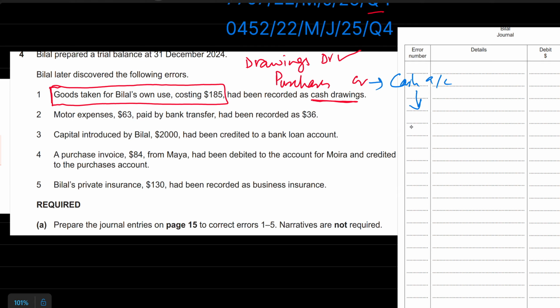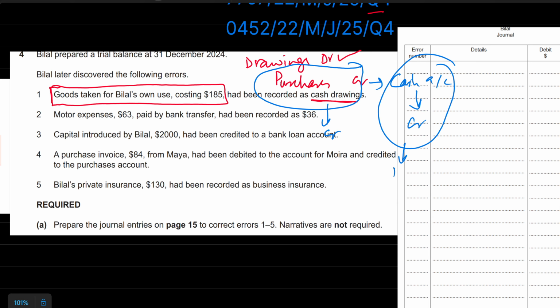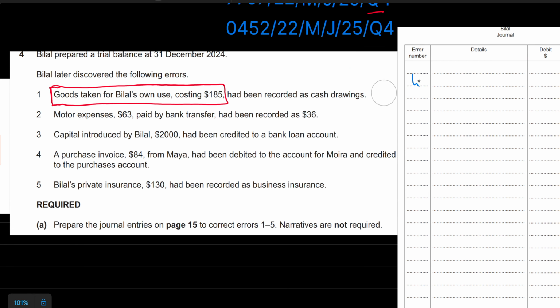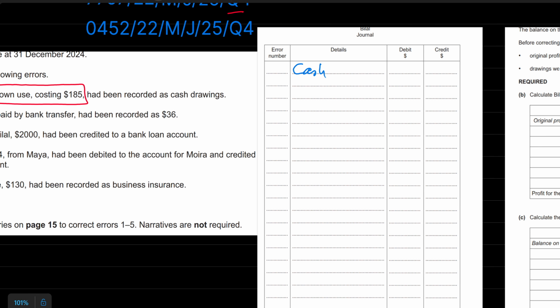Now students, cash was wrongly credited. This is the error. When an account is wrongly credited, it should be debited to correct. And this account had to be credited, but we forgot to credit it. Now purchases will be credited and cash will be debited. Now students, cash debit, purchases credit 185.